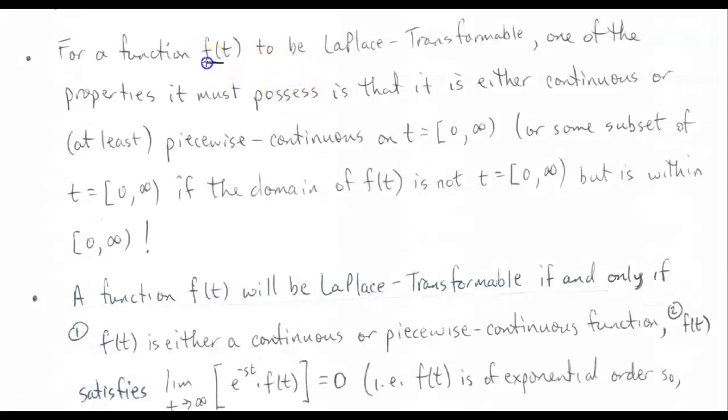So we see here that for our function f of t to be Laplace transformable, one of the properties, not the only property, but one of them, is that either the function is just going to be continuous for all values of t from 0 on to infinity, or it may be some subset of that. Let's say, for instance, we have a function that starts at t equals 3. Then, of course, we can't go from 0 to infinity in that case. We'll just have to go from 3 to infinity. So we'll have some case where it's straight up continuous, or it is going to be piecewise continuous. And, of course, I just described that.